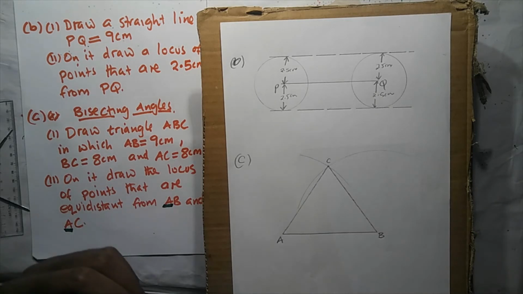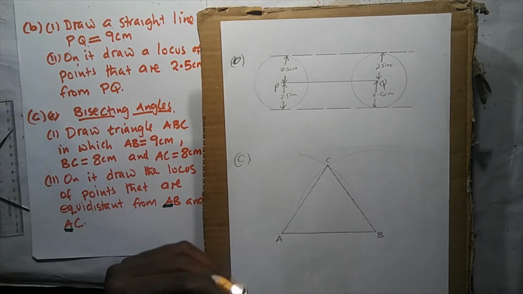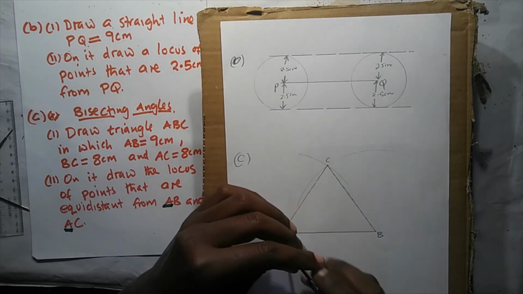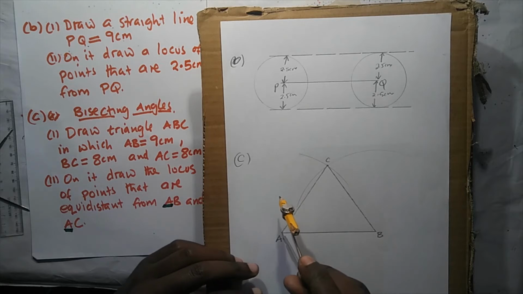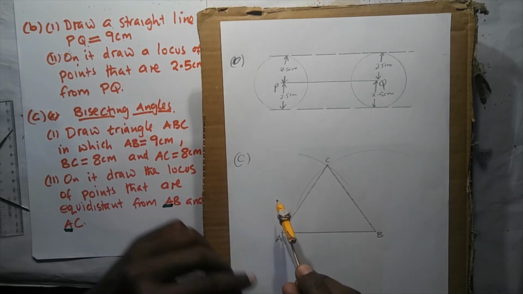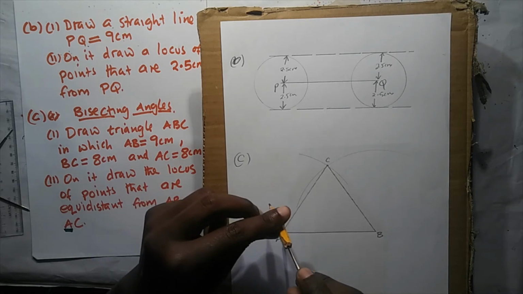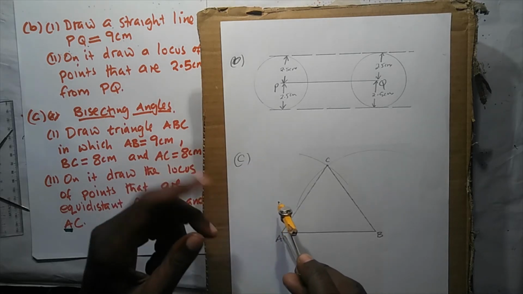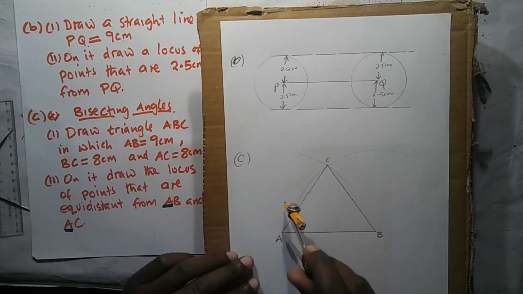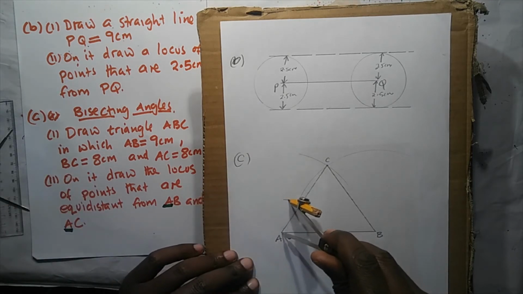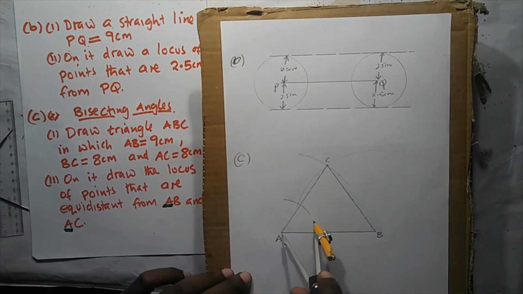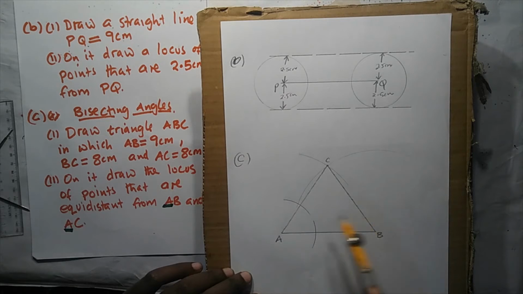The way we bisect the angle A is you come to A and you open a radius of your own choice. It doesn't matter how big or small, as long as it's a reasonable radius. Then you draw an arc here that cuts the line AC, and another one here that cuts the line AB.